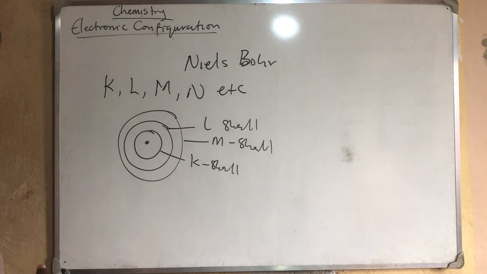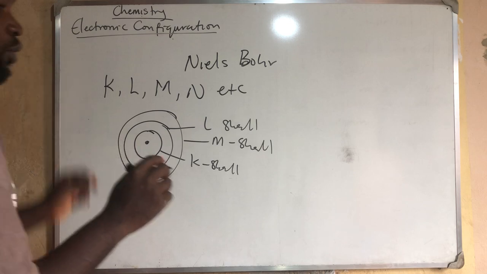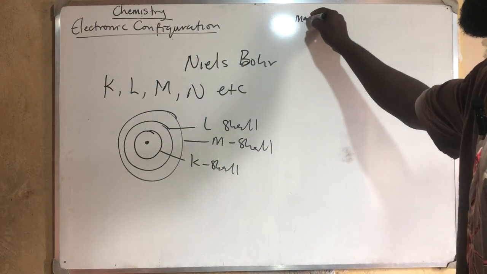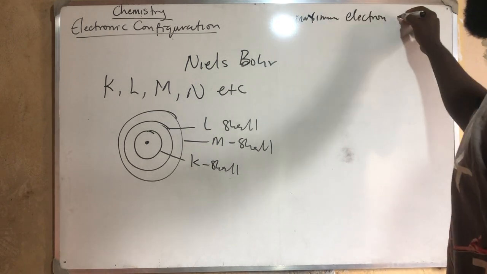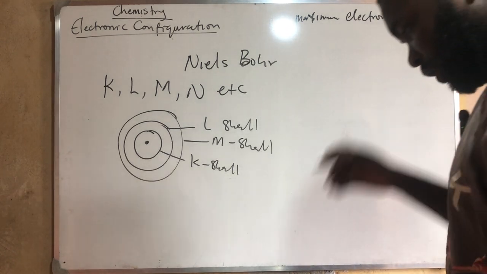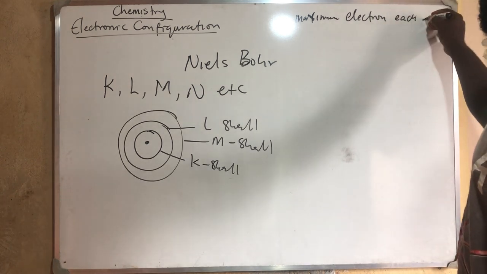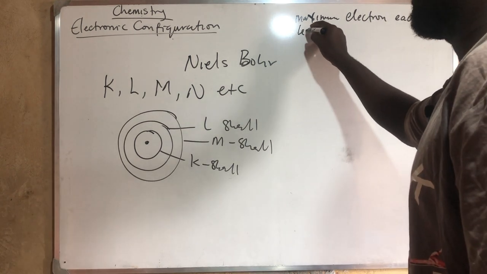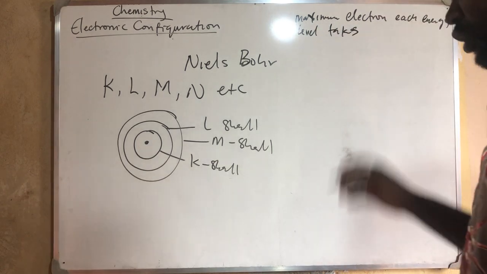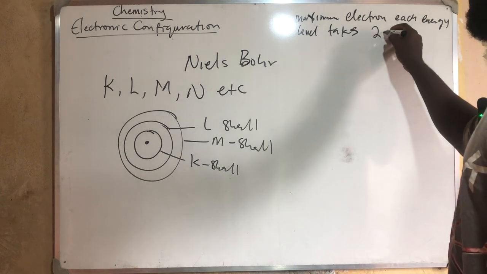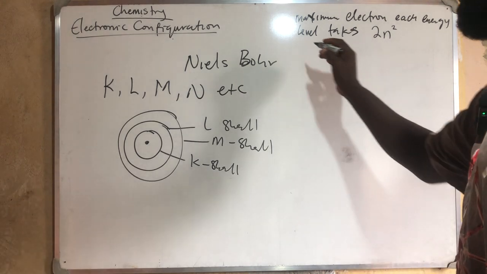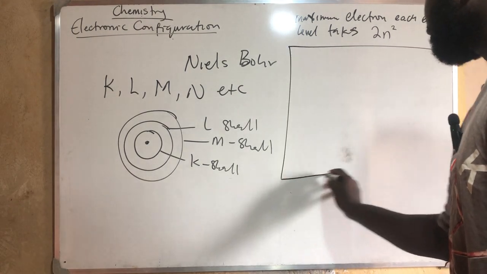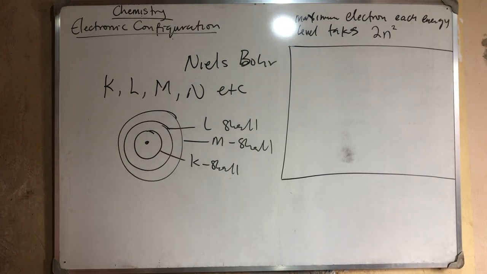And we have a formula to calculate the maximum number of electrons each energy level can hold. The maximum number of electrons each energy level can take is given by 2n squared, where n is called the principal energy level or the principal quantum number. We'll get to quantum numbers later, but for now, let us take it as the principal energy level.